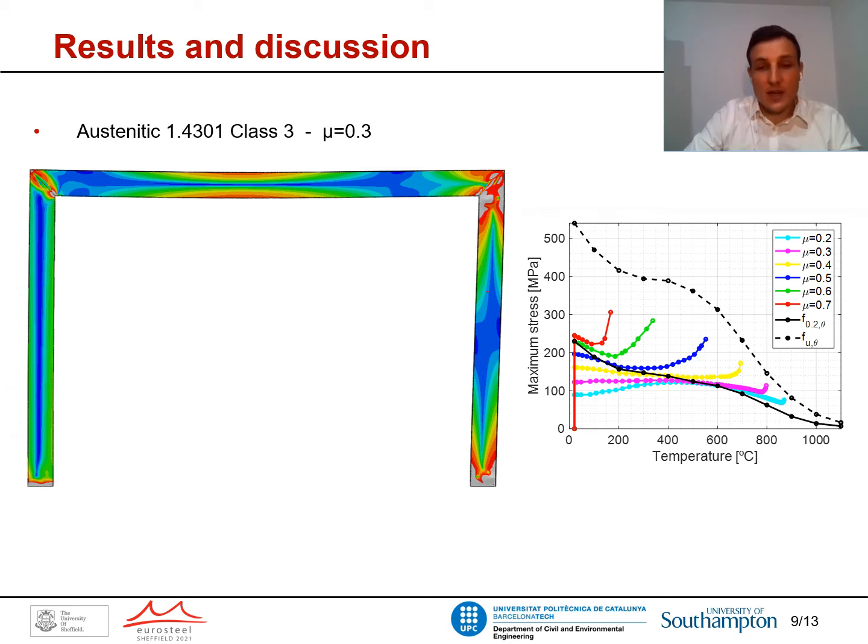In addition, we can observe that the frames subject to a degree of utilization of 0.7 and 0.6, the ones that are highly loaded, are already surpassing the yield stress before the fire starts, leaving them in a very bad shape to cope with fire.